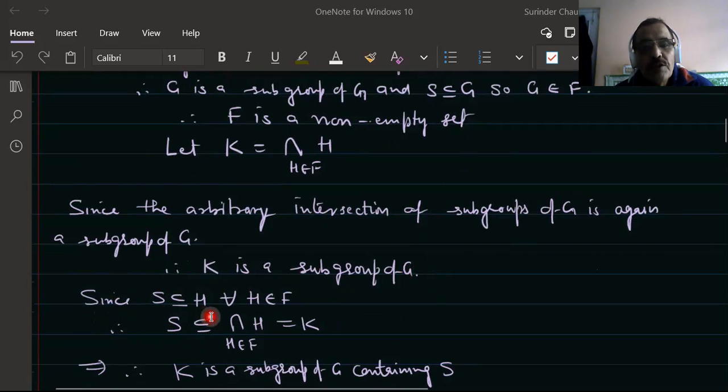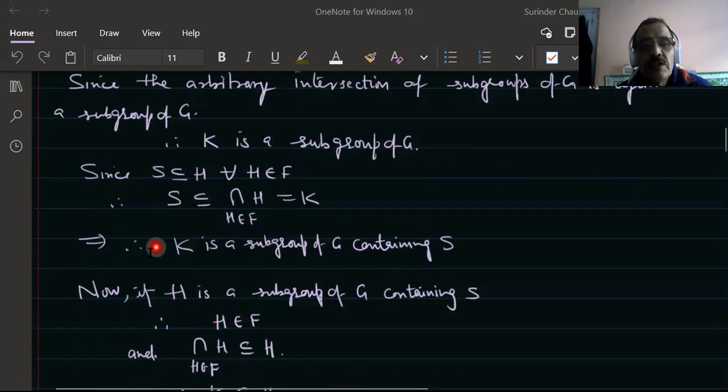Since S is a subset of H for all H belonging to F, if we find the intersection, this implies S is a subset of the intersection of all the subgroups in the set F containing S, which is equal to K. Therefore, K is a subgroup of G containing S. K also contains S.